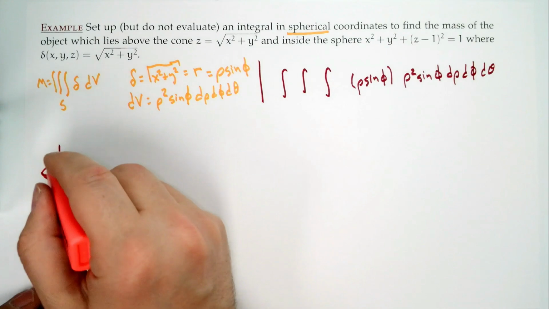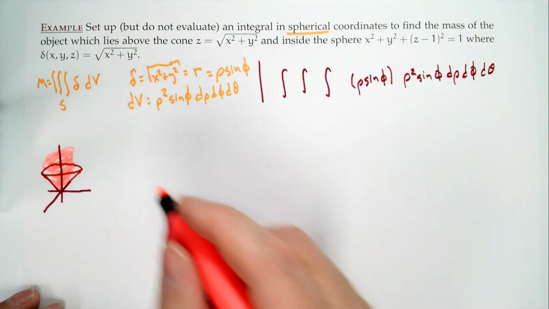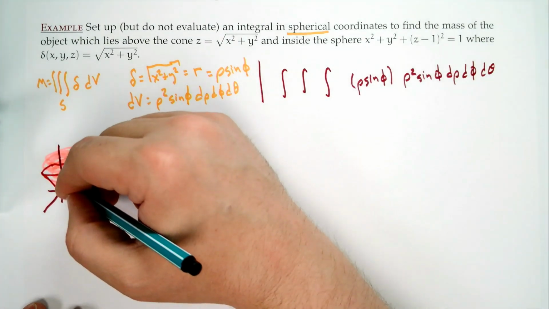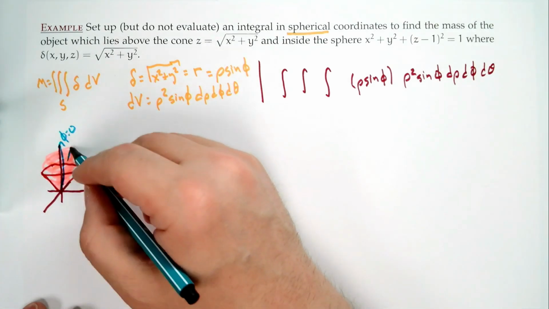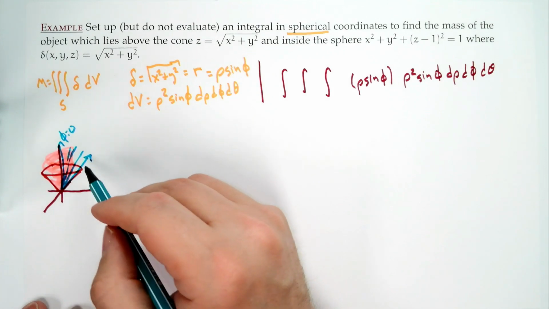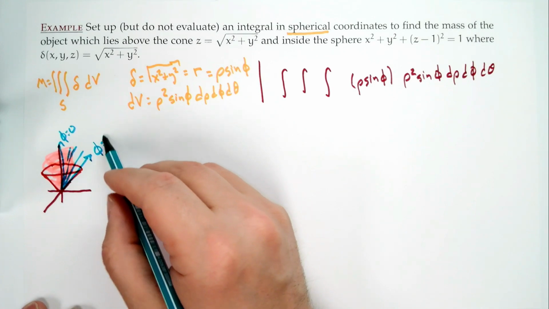Of course, I want to make sure I'm above it, so I'm on this part of the cone. I have some upper bound, I don't know exactly what it is, but I'm going to be there. What is this telling us? It's telling us about phi. Phi equals 0 is straight up, and I'm coming down with phi and I stop at this point. What is that phi? That's going to be phi equals pi fourths.